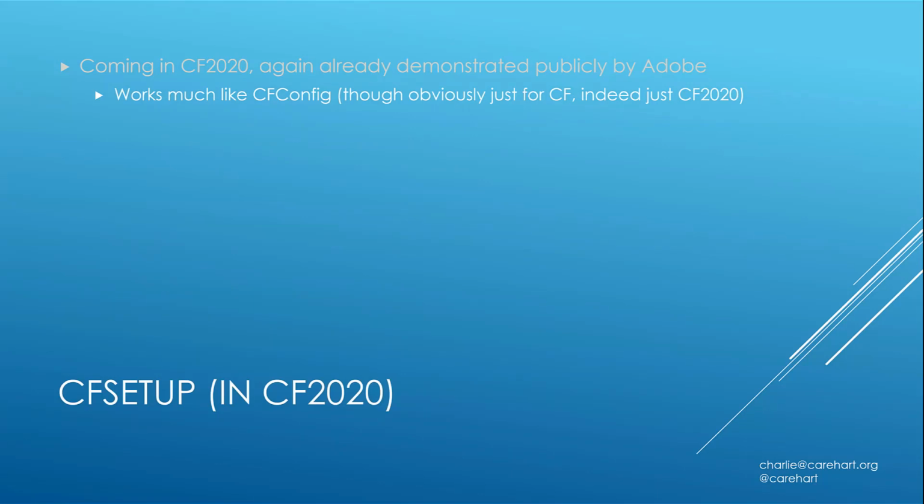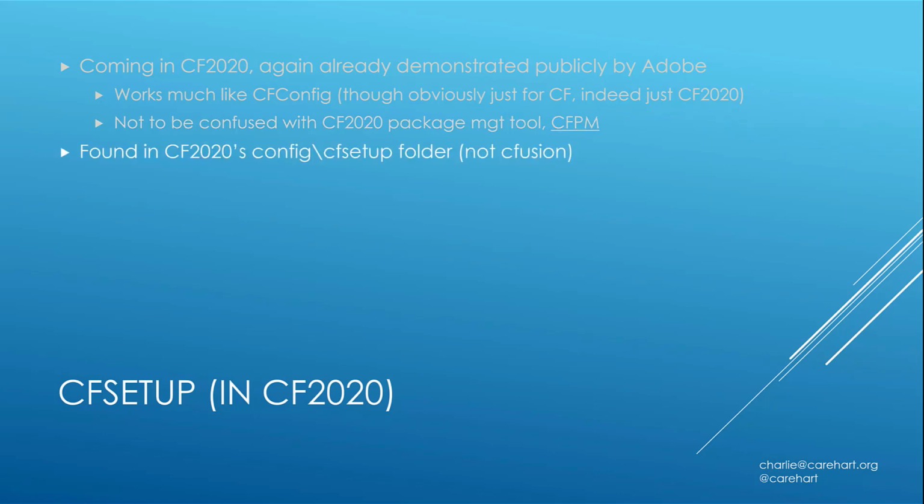But anyway, don't confuse it with the other new thing in CF 2020, a package manager called CFPM. This is called CF Setup. And it's not in the bin folder, it's in the config folder. So ColdFusion 2020 config. Usually that's just where the WS config would be, but now there's a new folder called CF Setup. Okay, so it's config, CF Setup, and then it's got several commands, just like CF config.